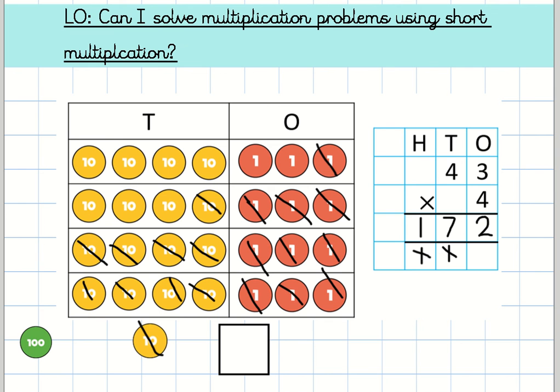What you might want to think about before you start a calculation is an estimate. So 43 is roughly 40. And 40 times 4 would be 160. So you want to know that the answer is roughly around that amount.